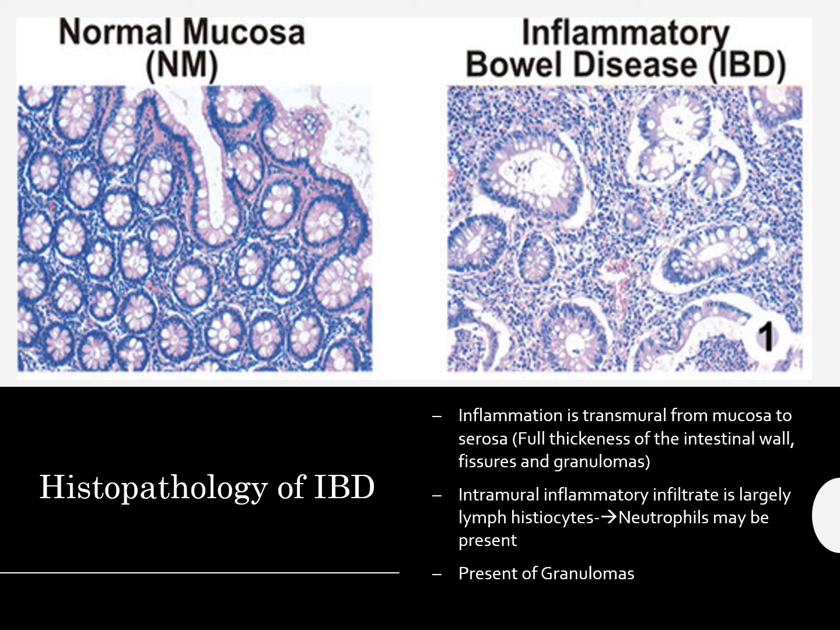Okay, normal mucosa, nice, columnar, no goblet cells. If inflammatory, the shape has changed. There are many lymphocyte cells here, lymphocytes and neutrophils. Inflammation is transmural, from mucosa to serosa. Intramural inflammation is largely lymphocytic. Neutrophils may be present, with granulomas.